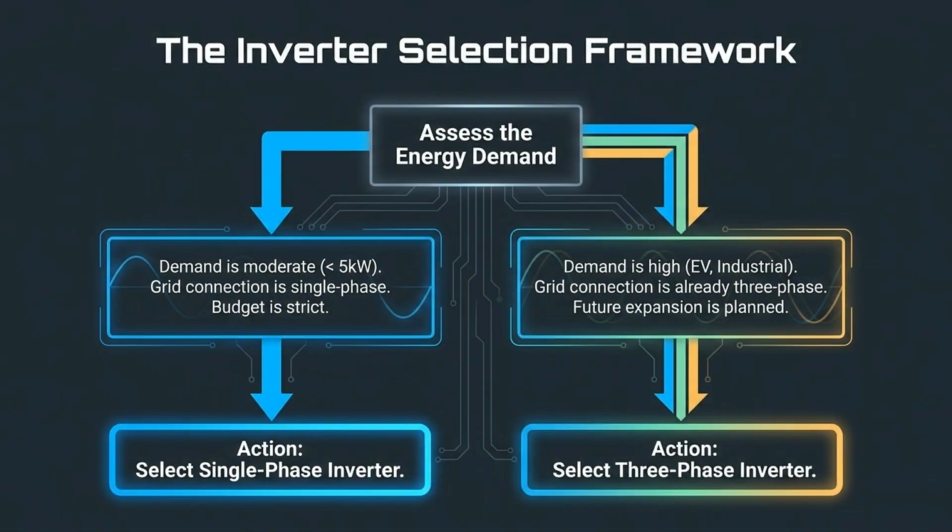The inverter selection framework suggests selecting a single-phase inverter when demand is moderate, under 5 kilowatts, the grid connection is single-phase, and the budget is strict. Select a three-phase inverter when demand is high, industrial, the grid connection is three-phase, or future expansion is planned.